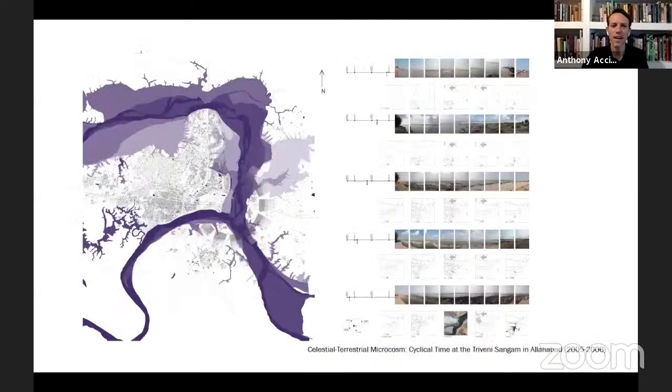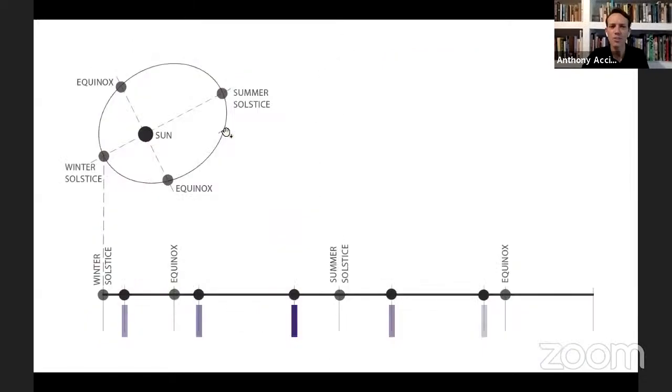Now, these tones of violet that you see here on the left correspond to different moments throughout the year. So what I do is I use the Earth's revolution about the sun that you see here. I use the solstices and the equinoxes as points along this line.